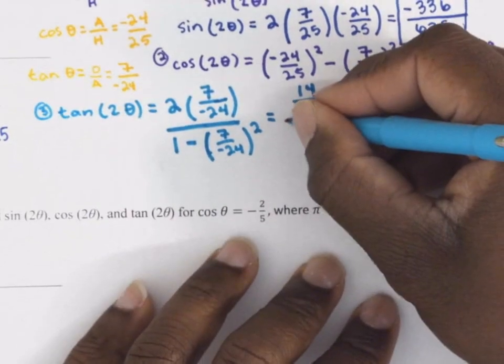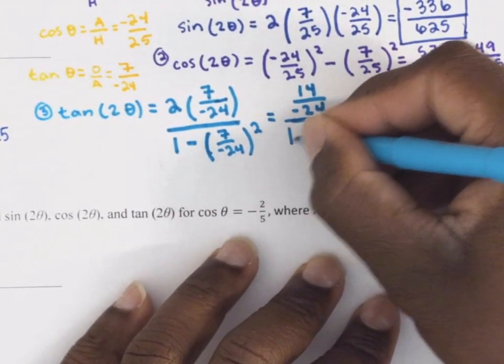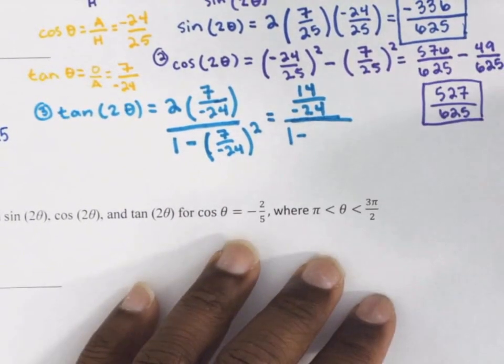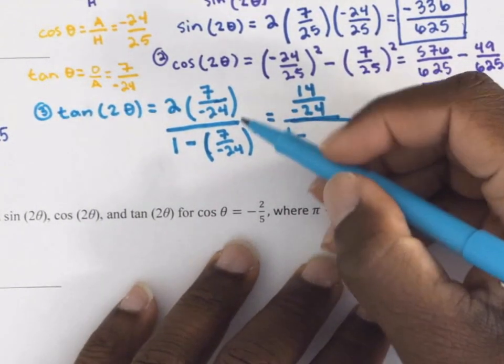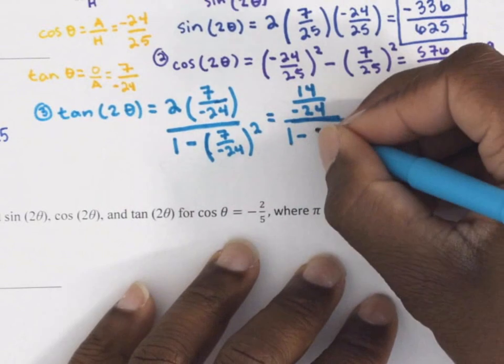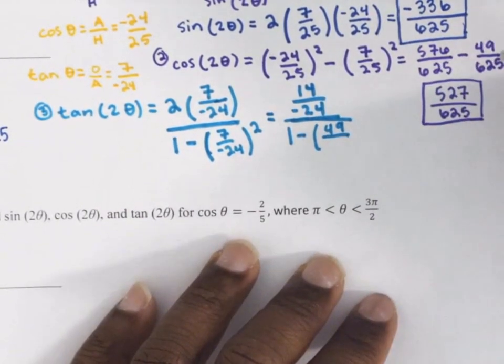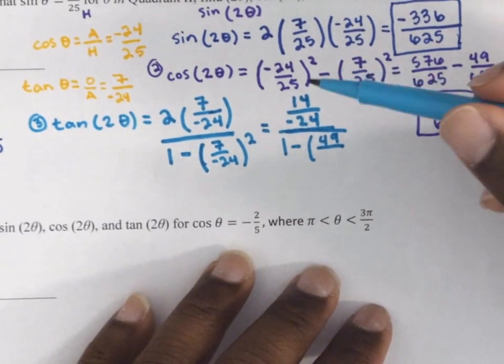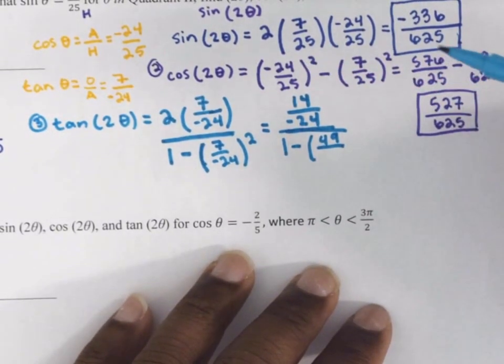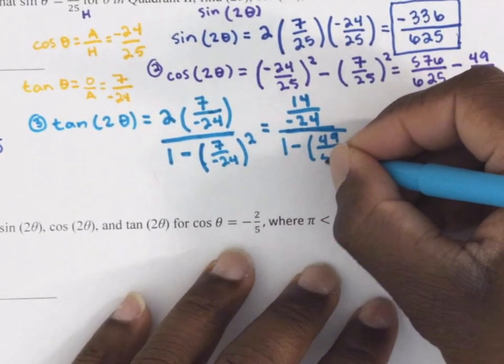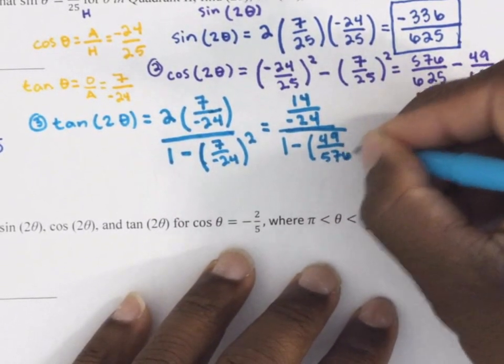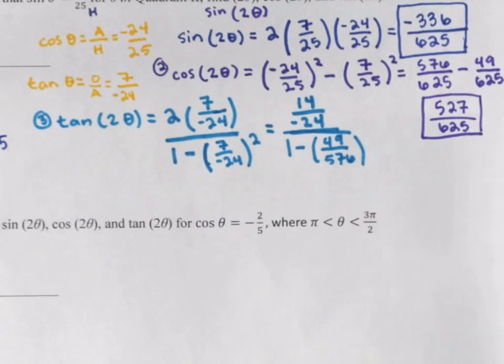And then in the bottom part, we have 1 minus 7 squared, 49, over 24 squared. We already did that one before, didn't we? Yeah, right here. What was 24 squared? 576. All right, everybody okay?